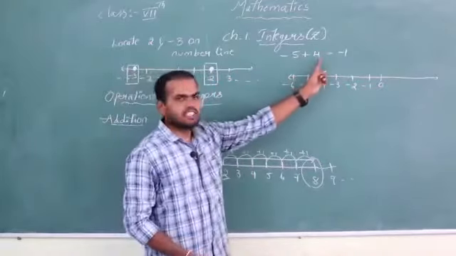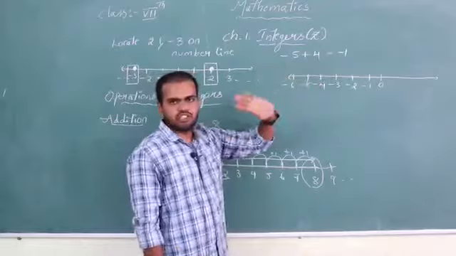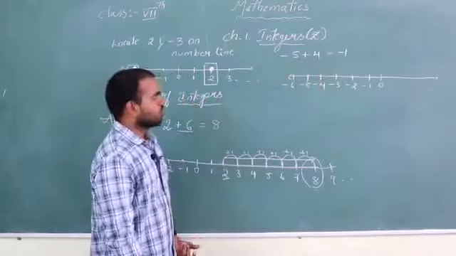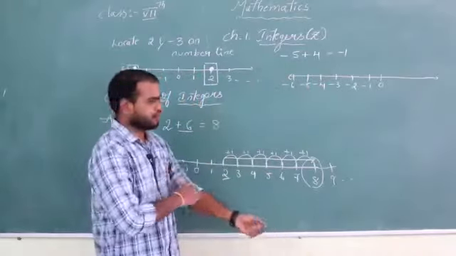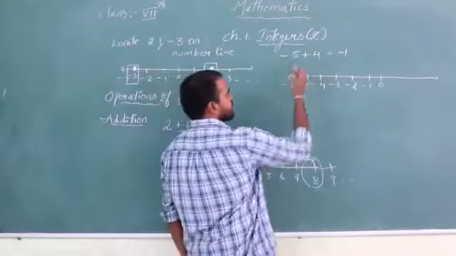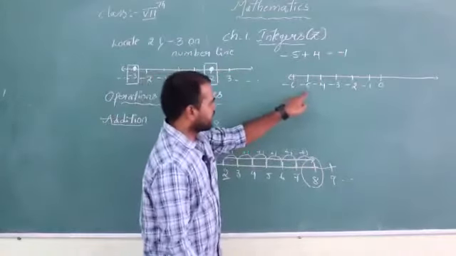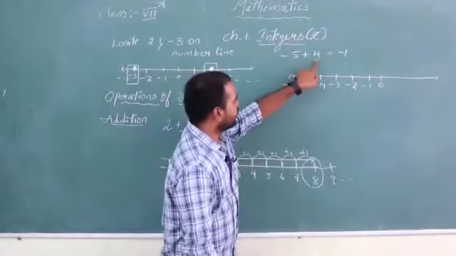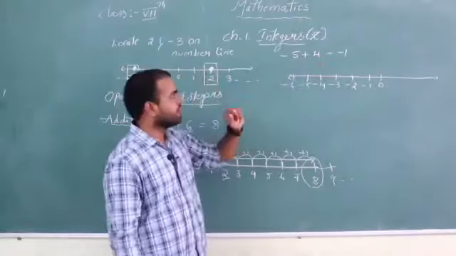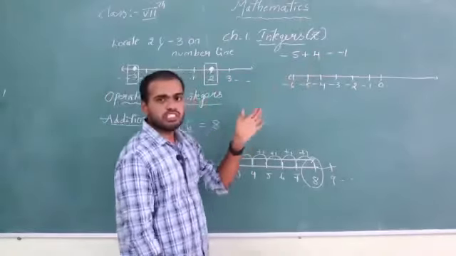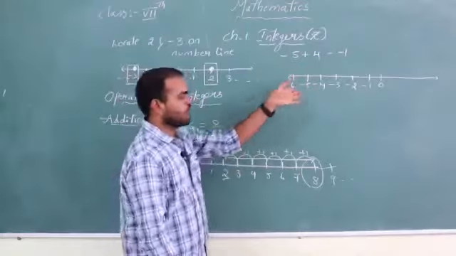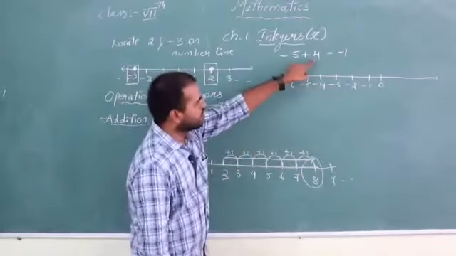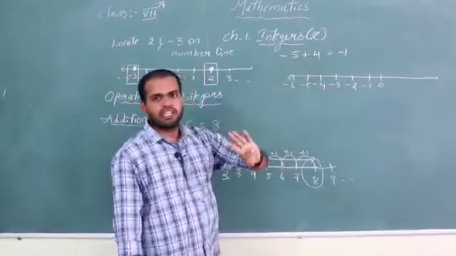Okay. So what is the next number? It is 4. Okay. So now plus 4. Minus 5 is here. Next what are we doing? We are adding. So whenever we are adding a positive number, which side do we have to move? We have to move to the right side. So how many places do we have to move? We have to move 4 places.